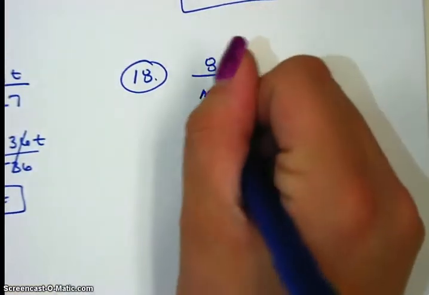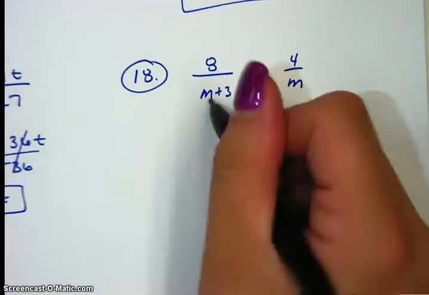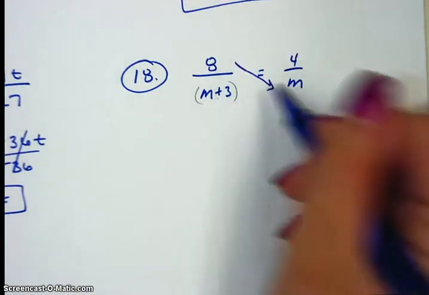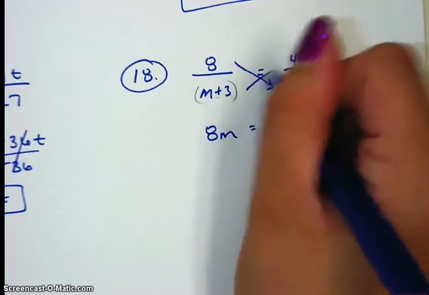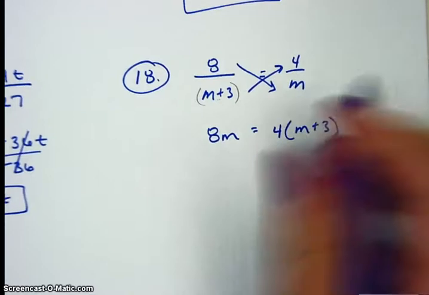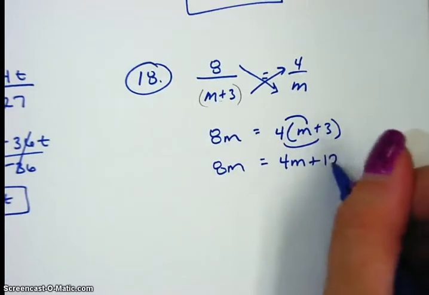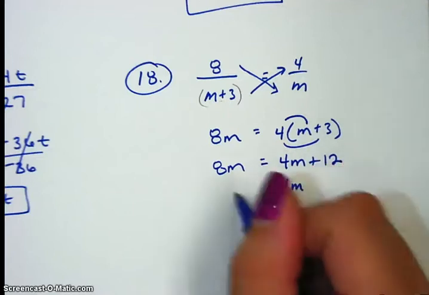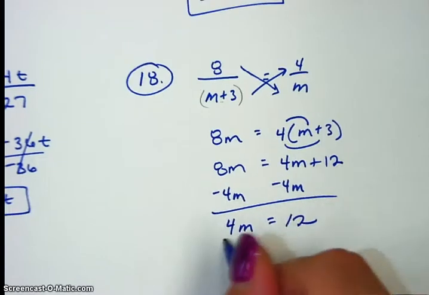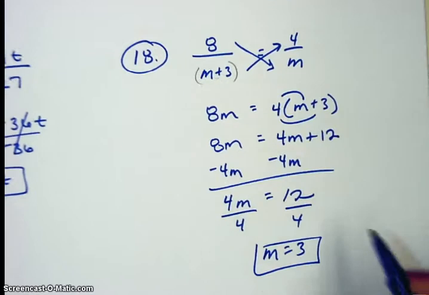Number 18, 8 over m plus 3 equals 4 over m. Now remember, I always tell you all to put anything with a plus or minus in parentheses. That's a married couple. So when I multiply 8 times m, but then over here I have to do 4 times the sum, m plus 3, which means I'm going to have to distribute. So 4m, 4 times 3 is 12. Now I have to subtract 4m to the other side, get my variables together. So 4m equals 12, divide by 4. M equals 3. Okay, that's number 18.